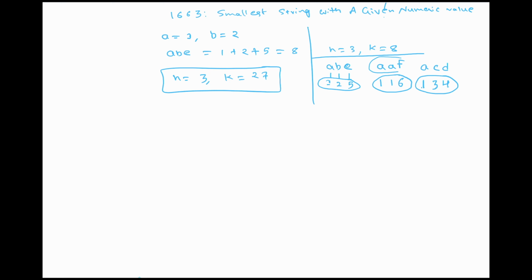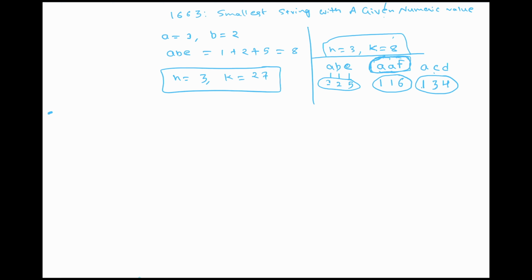This one, because in the dictionary this will come first. A comes first compared to B or C, right? So given a value of n and the value of k, we have to find the lexicographically smallest string that has the corresponding value k. So let's jump into the solution.